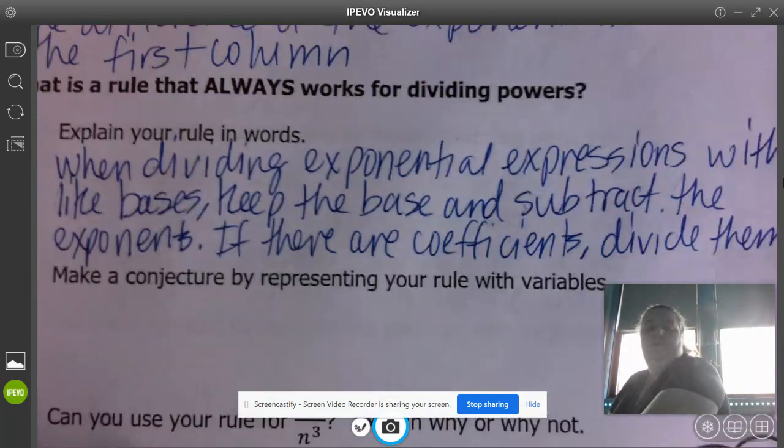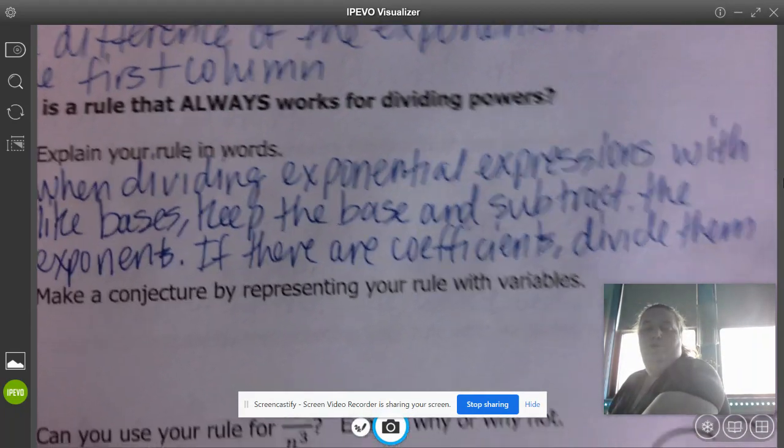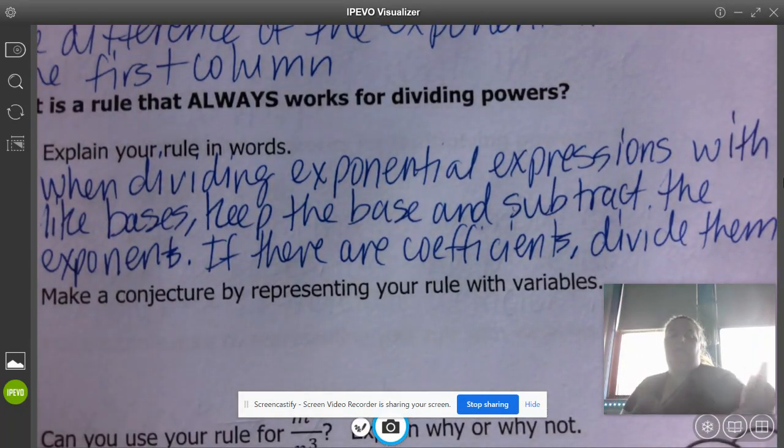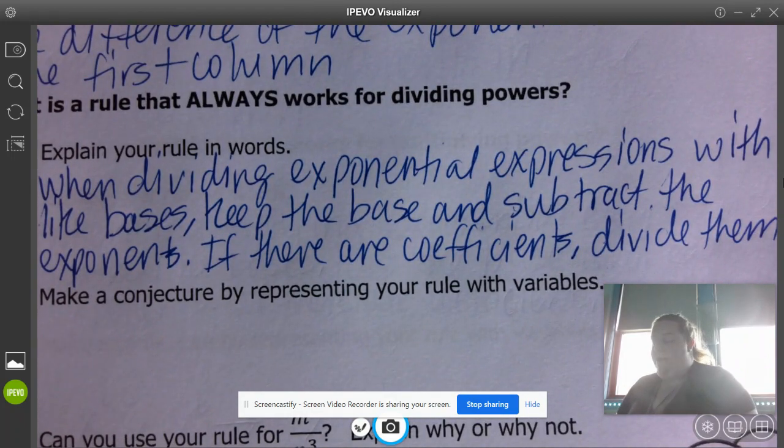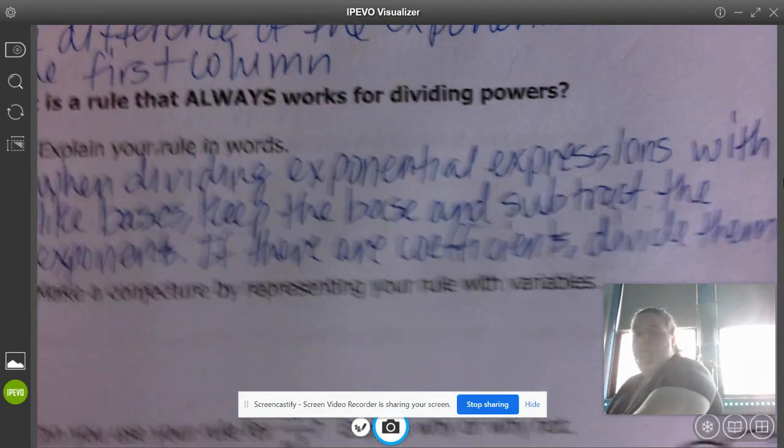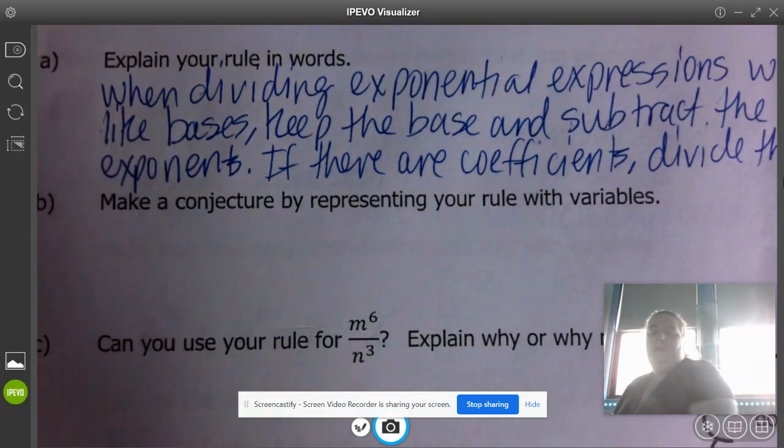Okay, I'm going to move this over slightly so you can see everything. There you go. Go ahead and pause the video, write this down if you need to, then come back to finish the notes. All right, make a conjecture by writing your rule with variables.